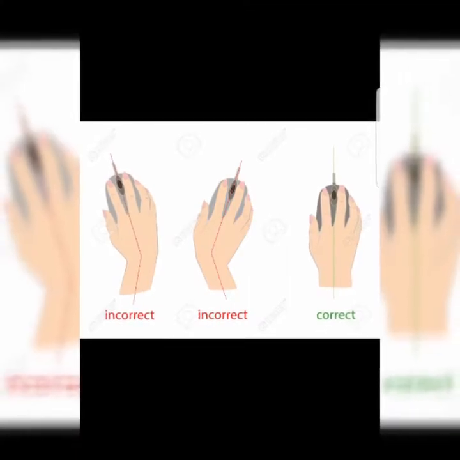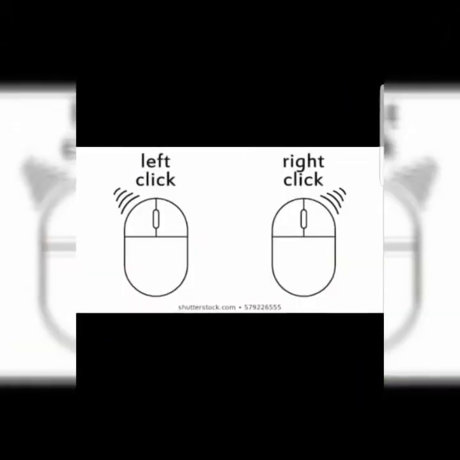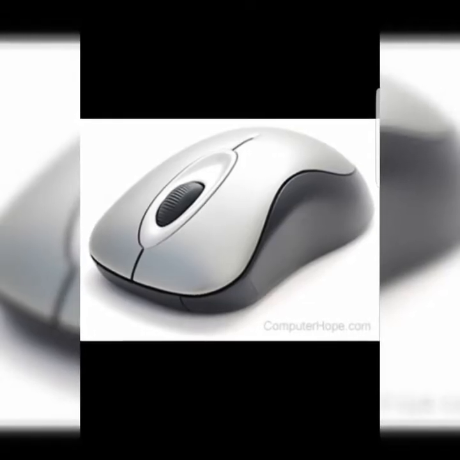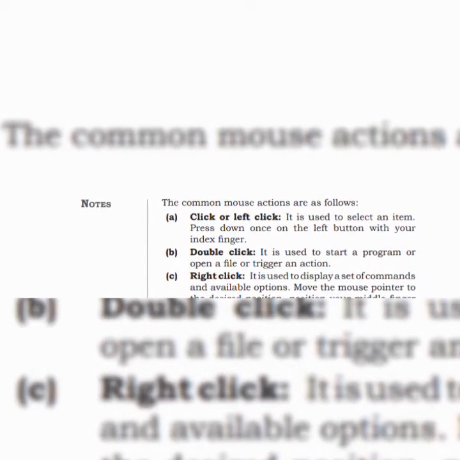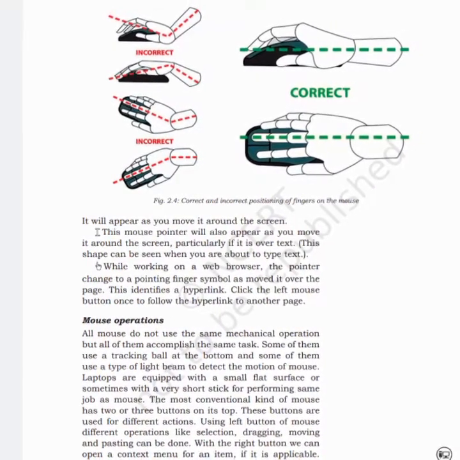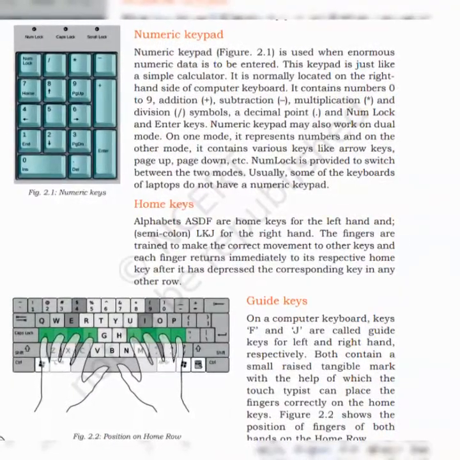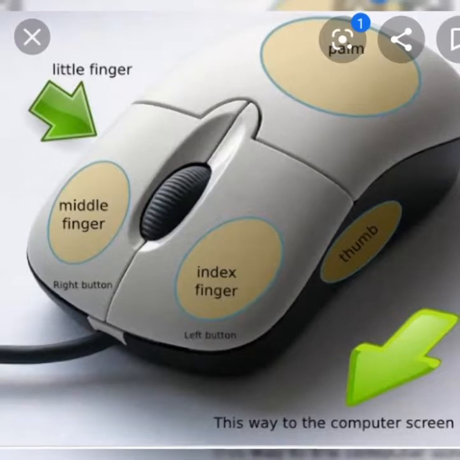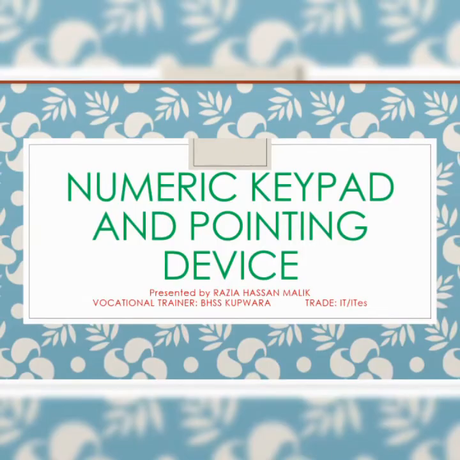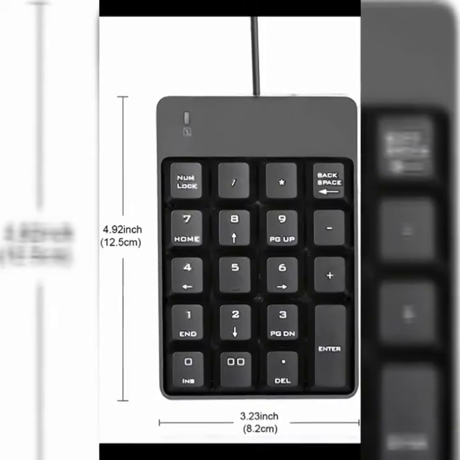Instead of typing we can directly point at some items on the computer screen. For example, we can point at print, or we can point at the close button. So this is done using point and draw devices, such as the mouse. We have other pointing devices as well. For example, we have the joystick, light pen, touchpad, trackball, touch screen, etc.